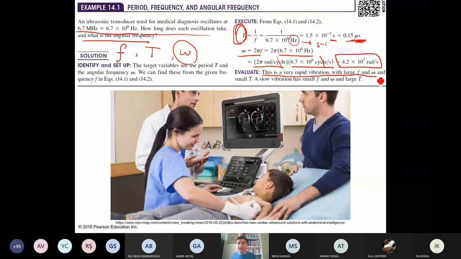Each cycle is completed within 0.15 microsecond, and within 1 second we have 6.7 million cycles. So it is very rapid vibration in ultrasonic transducers. They are used in hospitals. Maybe you already know, maybe you have seen in the hospital, they are used for medical diagnosis. Do you have any question here?